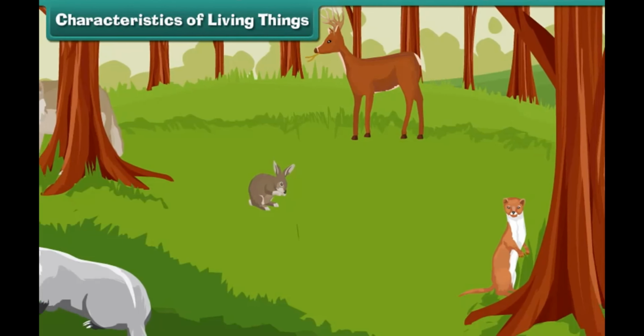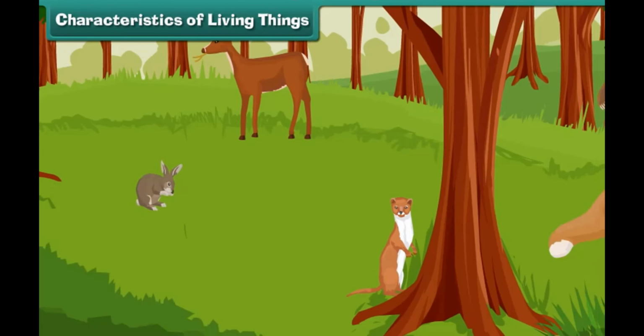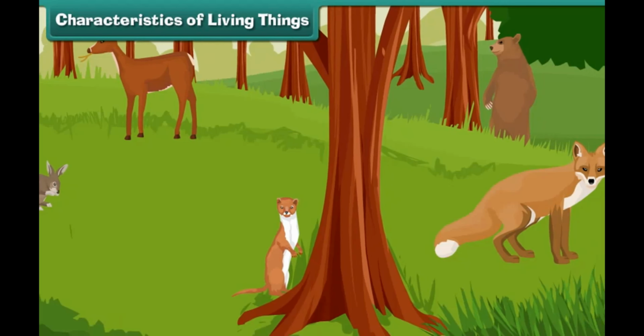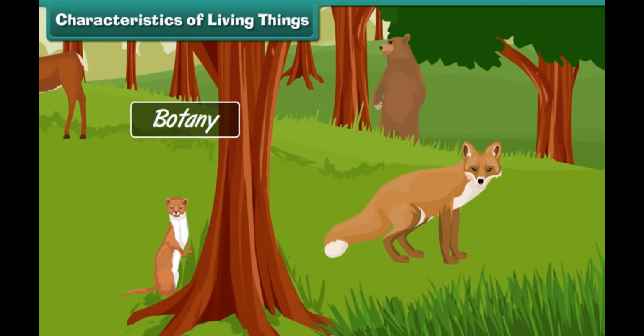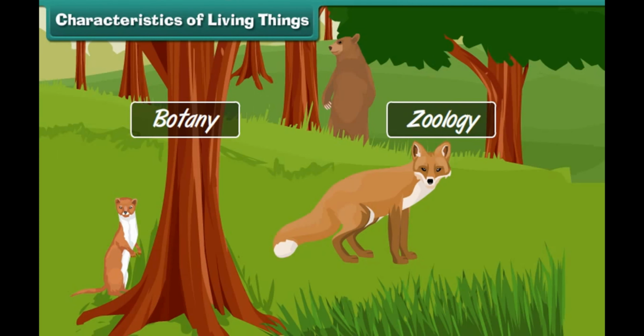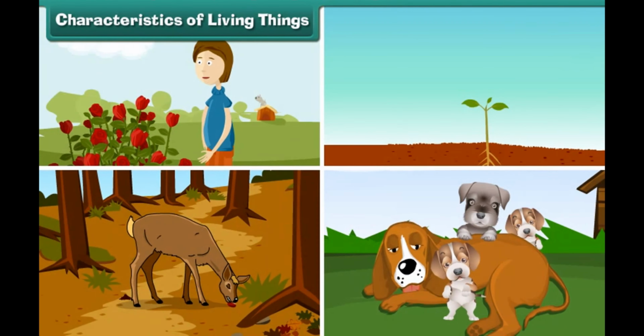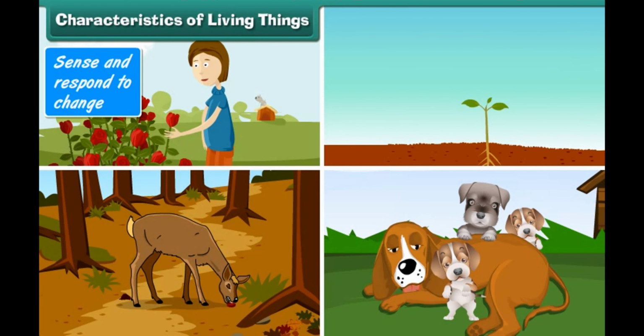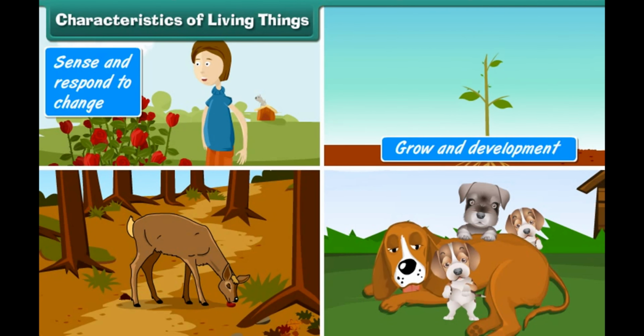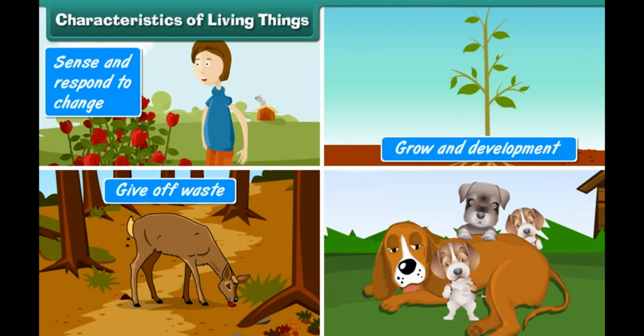Plants and animals both are living. Therefore, biology deals with the study of both plants, botany, and animals, zoology. All living organisms share the following basic characteristics: sense and respond to change, growth and development, give off waste, reproduce.